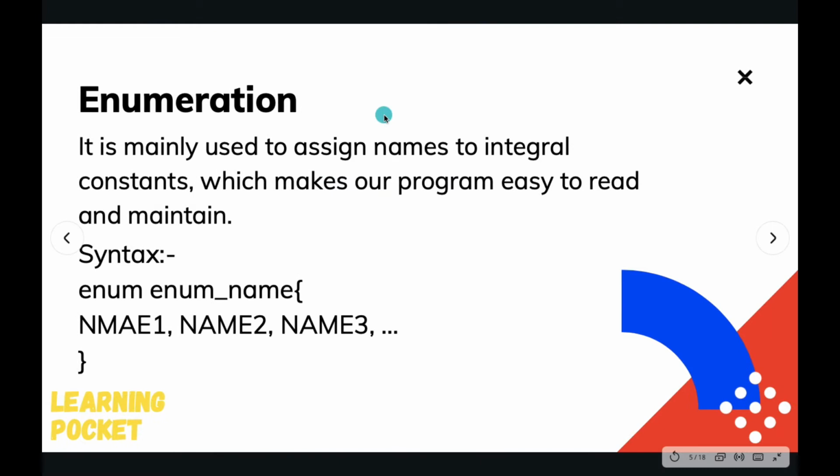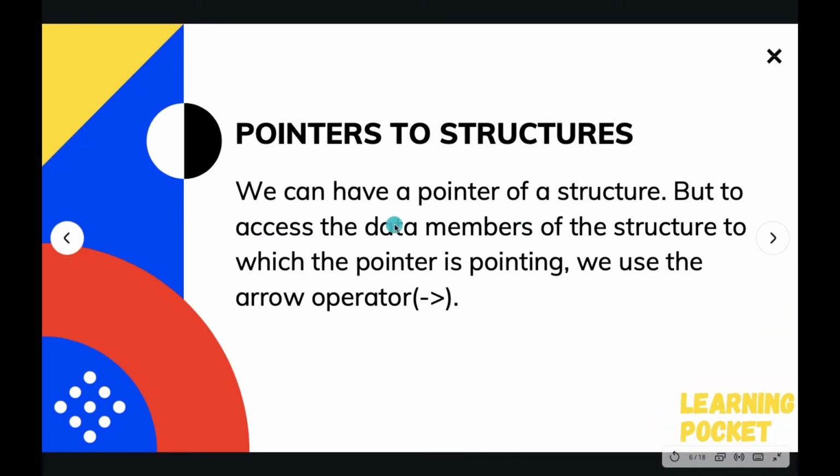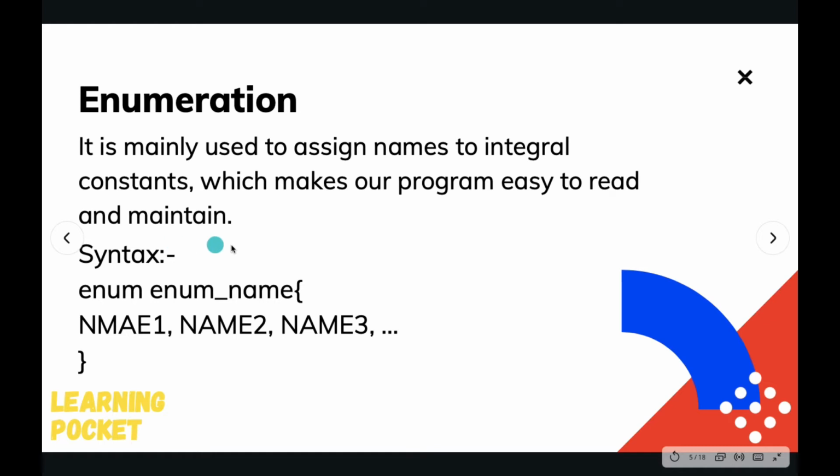So enumeration, or you can say enum, is mainly used to assign names to integer constants, which makes our program more easy to read and maintain. We use enumeration to name some integer constants because it will make our work easy, and how it will make our work easy, we will see in an example right now.